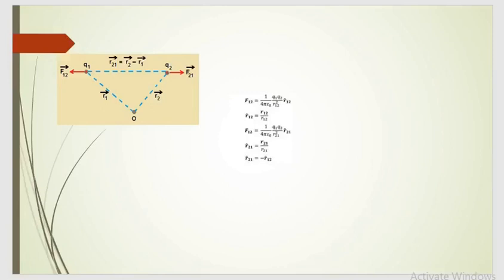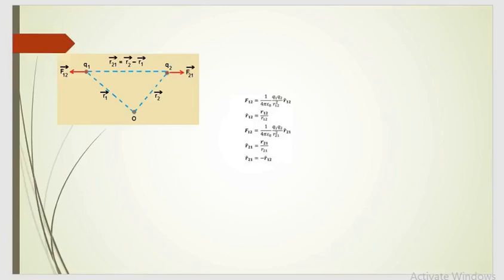1 coulomb is the amount of charge which, when placed at a distance of 1 meter from another charge of the same magnitude in vacuum, experiences a force of 9 into 10 raised to 9 Newton. Look at what has been said: when a charge is placed 1 meter from another charge, and the force applied is 9 into 10 raised to 9, at that time the charge there is called 1 coulomb.